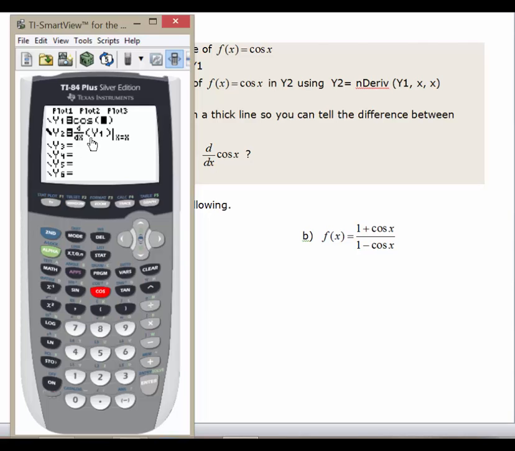The derivative of y1 is already set up for us in y2. We have already got the thick line. So we'll do a zoom 7, or at this point you could just hit graph because that window is already set up for you. Here is our cosine function, and here comes the derivative of cosine.